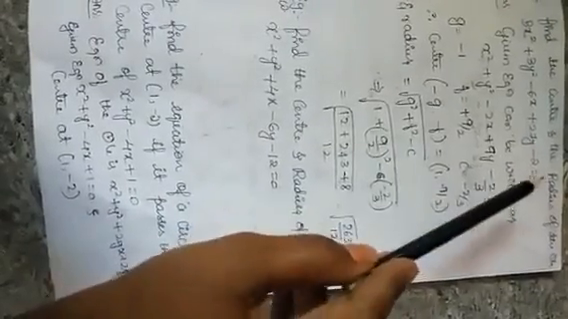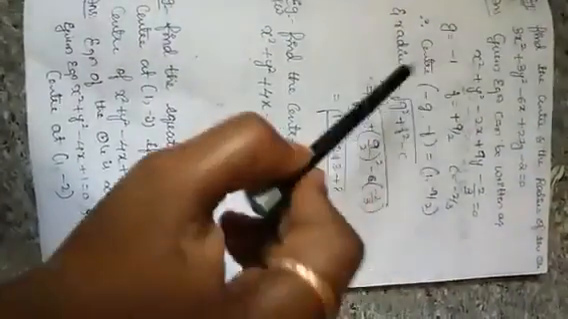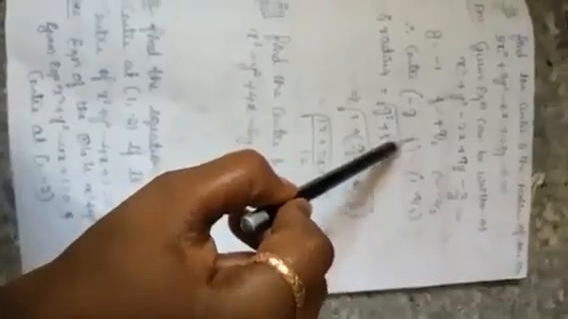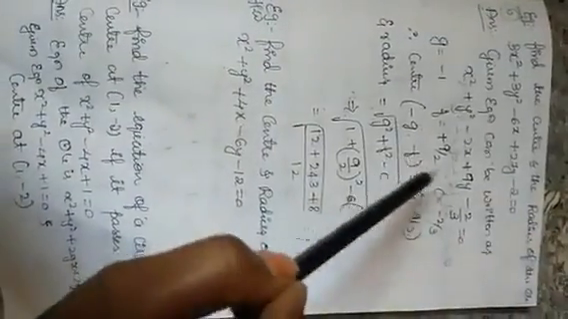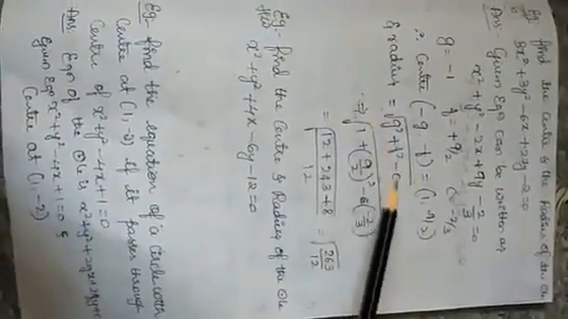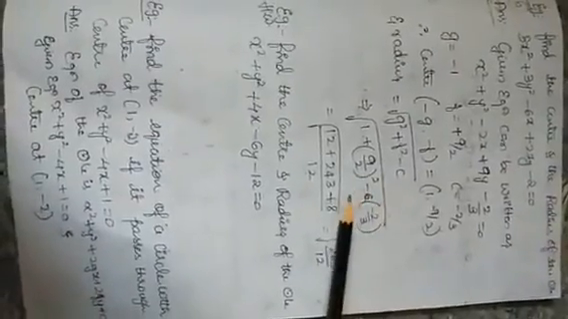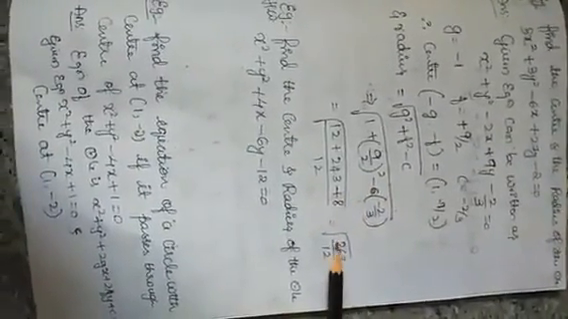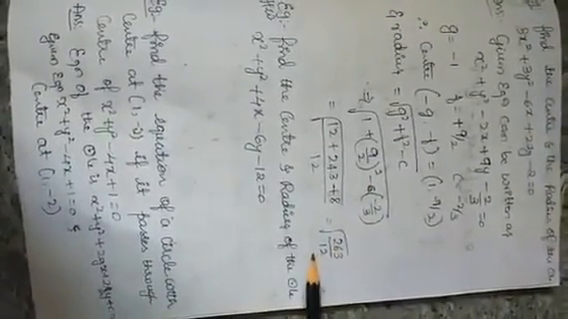We have to find the center as well as the radius. Center is equal to (minus g, minus f). The center is minus 1, and f is 9 by 2 as well. Next, for the radius, we have the formula. Substitute these values. Finally, we get 263 divided by 12.